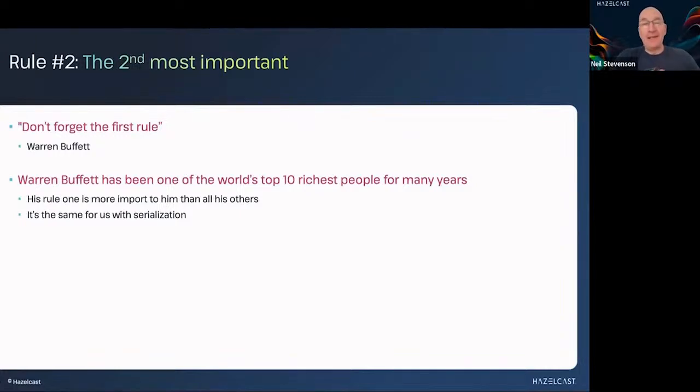Just getting another mention. There was a quote from a very famous rich person. His rule was like, don't lose money. It was the most important to him. And serialization, well, certainly for me, is quite an important consideration. So that was number two. Number two and number one, you should hopefully have embedded in your head by now.